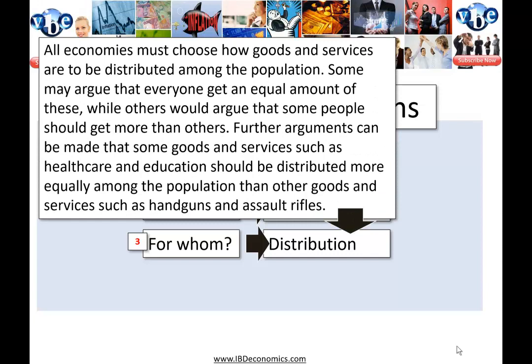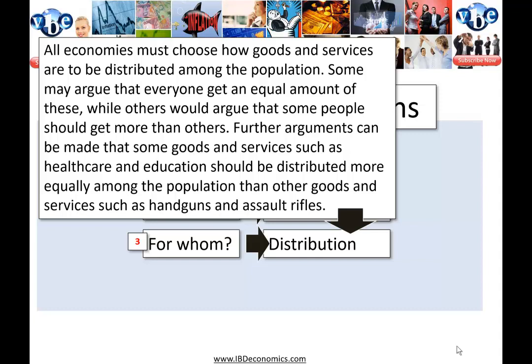And distribution, who gets what? So we must choose the goods and services, how they're going to be distributed among the population. Are they going to be evenly distributed? Is everyone going to have access to a similar level of goods and services? Or will the lion's share go to a few elite?